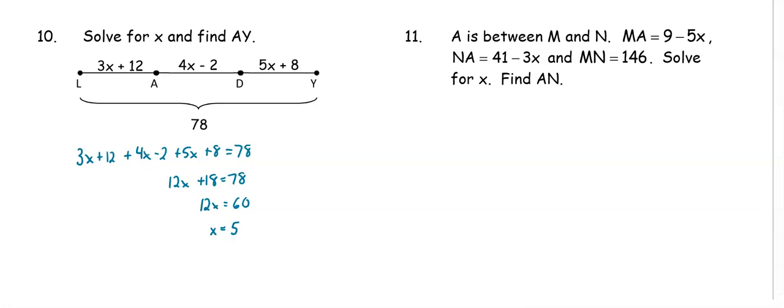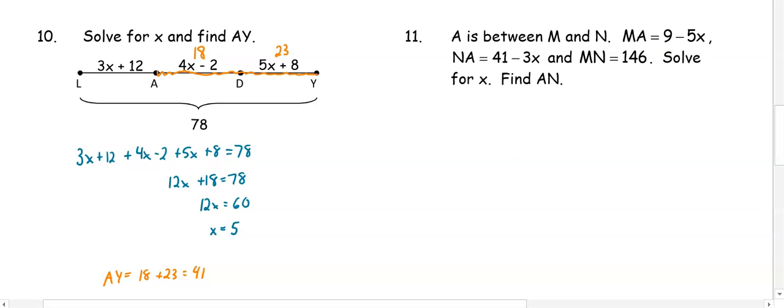Then to find AY, so AY is these 2 segments put together. So we're going to substitute 5 into both places. So 4 times 5 minus 2 gets us 18, and 5 times 5 plus 8 gets us 23. So AY is going to equal 18 plus 23. So AY would have a length of 41.